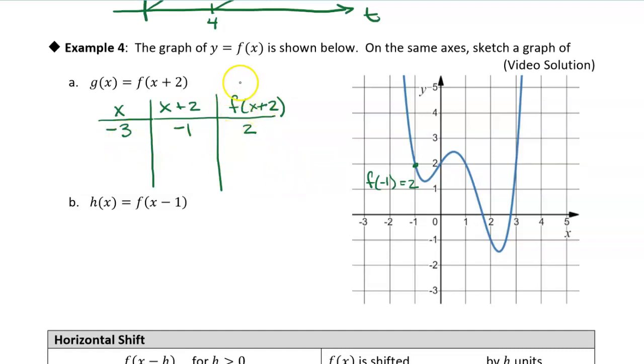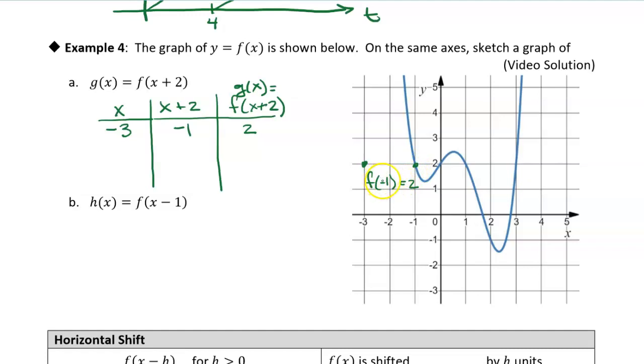So this is equal to g of x. So now I can plot one of the points on g of x. So let me change colors here. I'm just going to do this in green for now. So now I want to plot the point -3, comma 2. So you can see that point's just shifted to the left by 2.